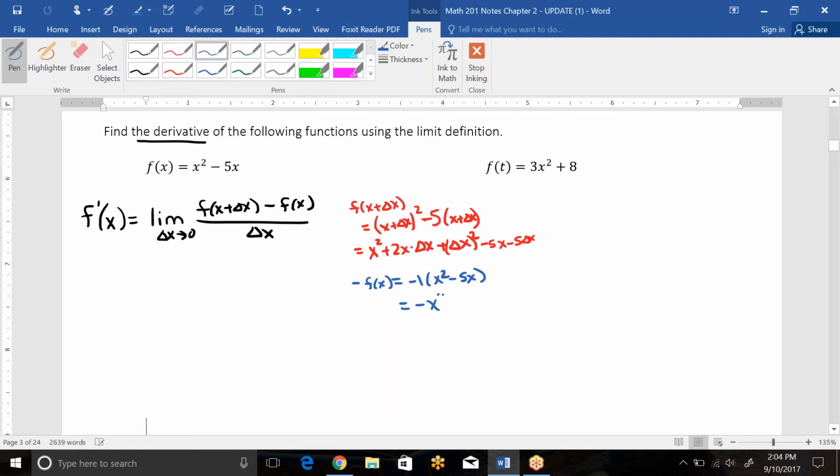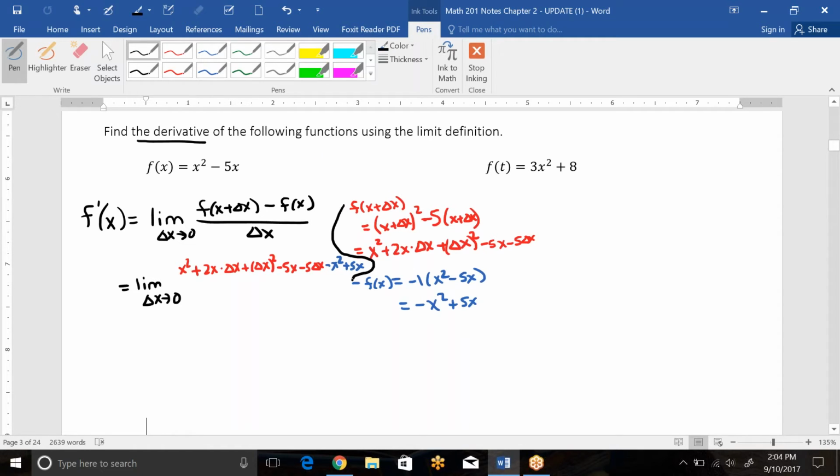So that's negative x squared plus 5x. Remember, we come back over here to our actual formula, and we bring everything down, and we write what we know. So on top, we now have x squared plus 2x times delta x plus delta x squared minus 5x minus 5 delta x. We also have a negative x squared and a positive 5x.